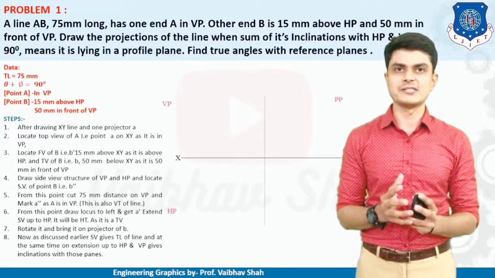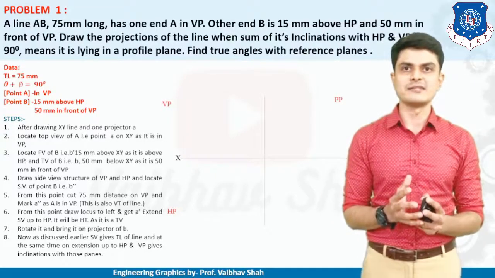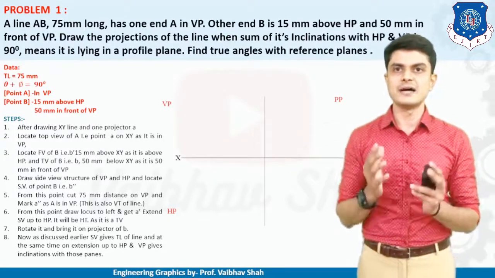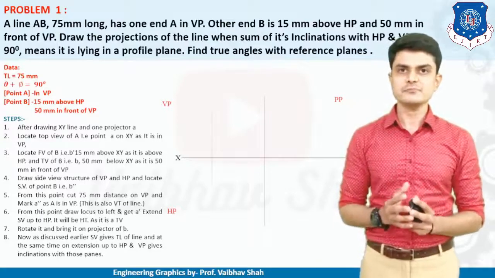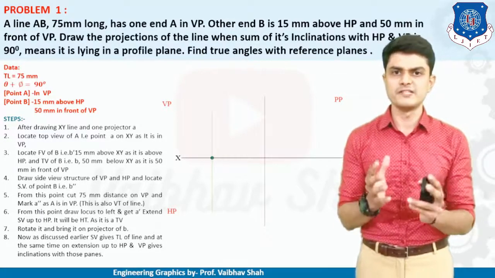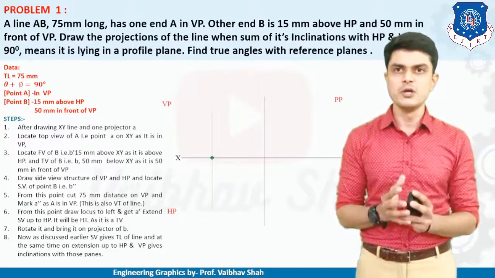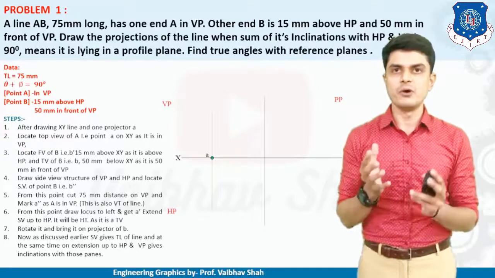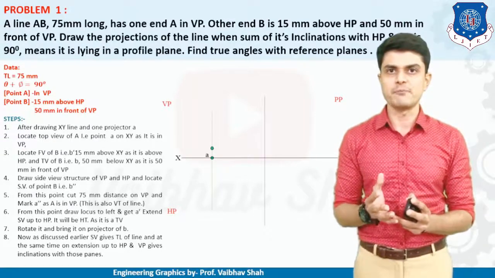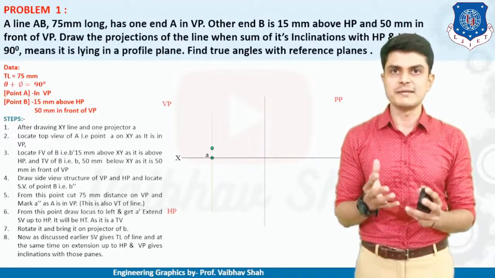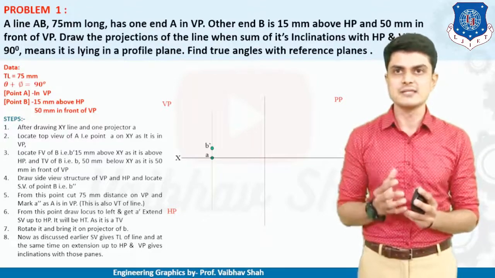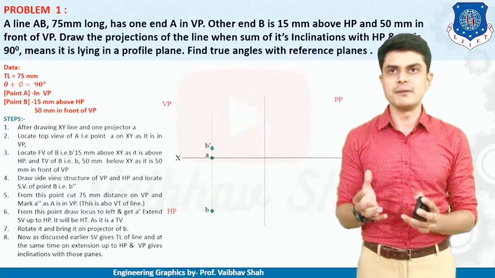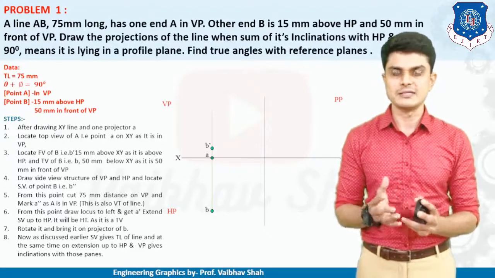In this example, let us first draw the quadrant system by drawing the XY line and a vertical line. So this will be the profile plane. These two are your HP and VP. Thereafter, let us draw one vertical line onto which we will have our front view and our top view. It is said that point A is in VP, so that means point A would be on the XY line itself. Then let us locate point B, which is 15 mm above HP, that means b dash 15 mm above the XY line like this, and 50 mm in front of VP, that means you need to draw point b 50 mm just below your XY line like this.